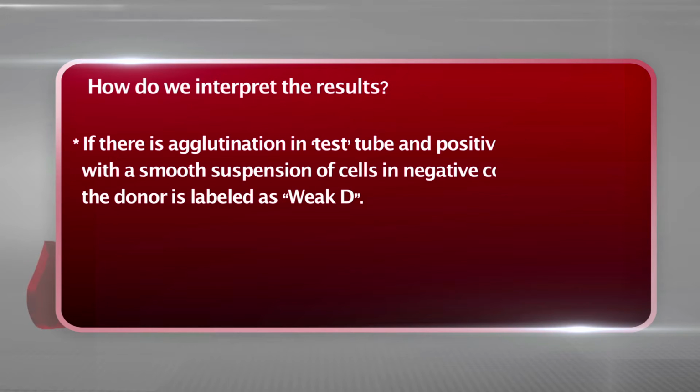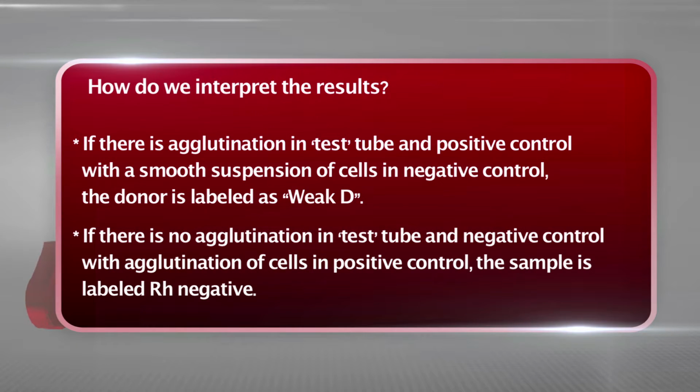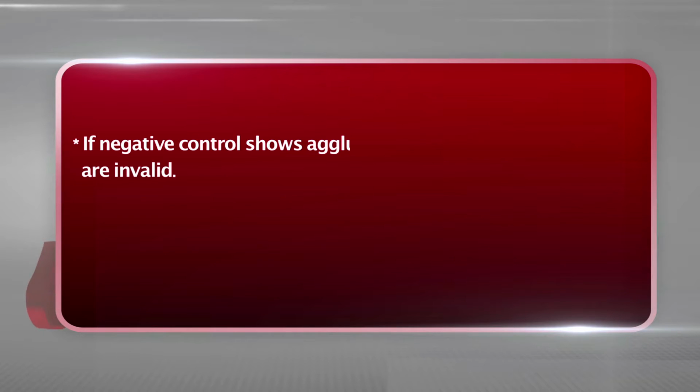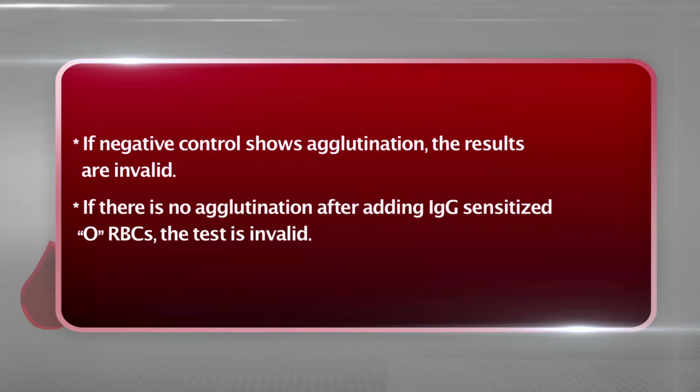Interpretation. How do you interpret the results? If there is agglutination in the test sample tube and positive control tube with a smooth suspension of cells in negative control, the donor is labeled weak D. If there is no agglutination in test sample tube and negative control tube with agglutination of cells in positive control tube, the sample is labeled Rh negative. If negative control tube shows agglutination, the results are invalid. If there is no agglutination after adding IgG sensitized O RBCs, the test is invalid.